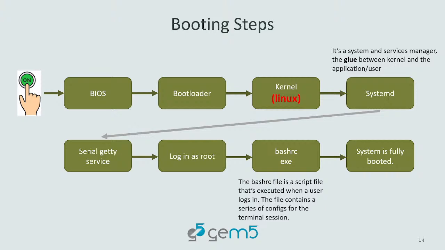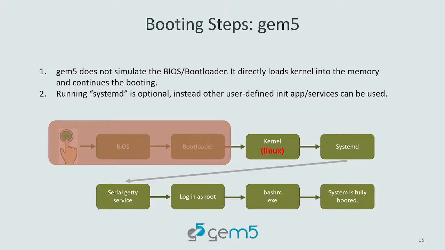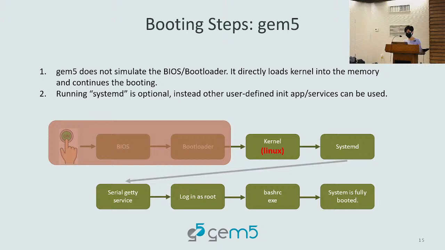Okay. So we saw all of these steps, and we discussed what happens in each stage. But let's see what happens for the gem5 booting steps. What I want to emphasize here is that the first two steps do not happen in gem5. Gem5 cannot simulate BIOS or bootloader. It just assumes that the kernel is in the disk image, and it brings it to the main memory, and that's where the booting flow starts for gem5.